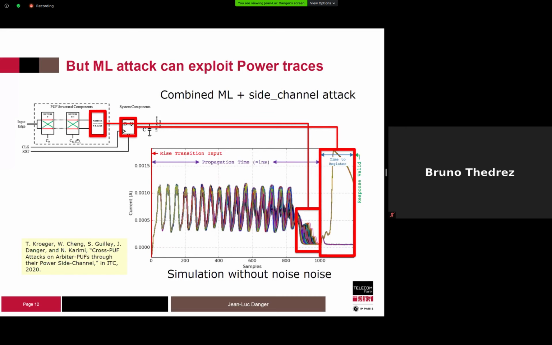If you consider the Arbiter PUF structure, you have at the output an arbitration part, which is a kind of latch memory element in electronics. And at the end, you have a flip-flop, which registers the response and gives it to the CPU. But if you consider the power consumption trace of this Arbiter PUF, you can clearly see at the end of the trace a different waveform, depending on the PUF response. But this is a simulation without noise. Now, if you have noise, it becomes more complicated.